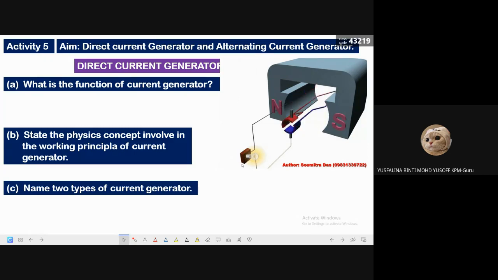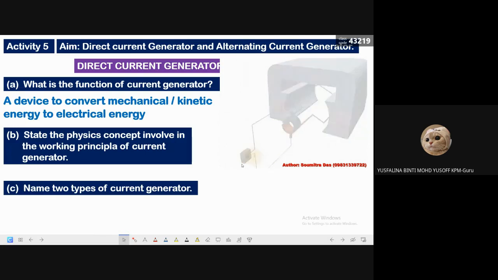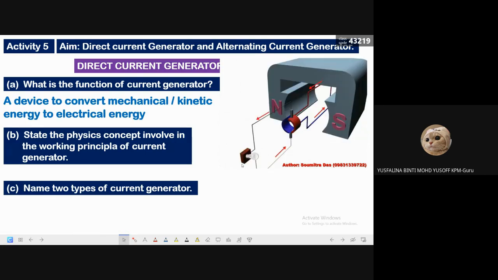So, direct current generator. What is the function of the current generator? It's actually a device to convert mechanical or kinetic energy. Kinetic energy means what? Kinetic energy is any object that moves, we have the kinetic energy. So what is the meaning of kinetic energy?